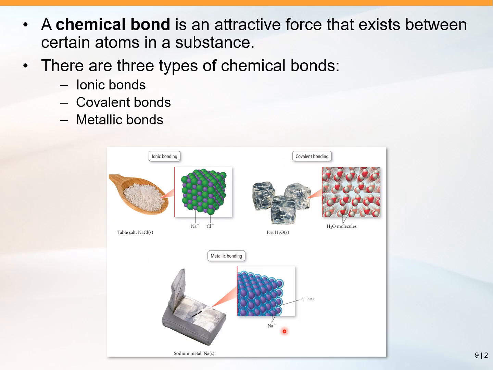And in metals, electrons are pooled. The positive ions are islands in a sea of electrons. This kind of bonding is called metallic bonding. We are going to focus only on ionic and covalent bonding.